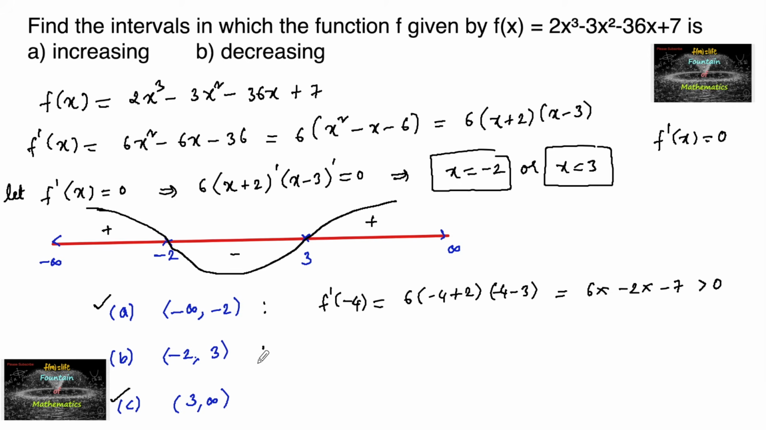So in minus infinity to minus 2, f'(x) is positive, we can conclude. And in the interval minus 2 to 3, by taking any one particular value, let me take 0 as a simple value. So f'(0) is equal to 6 times (0 plus 2) times (0 minus 3). So we have 6 into 2 into negative 3. So it is negative, and we can conclude that in the minus 2 to 3 interval we are getting negative.